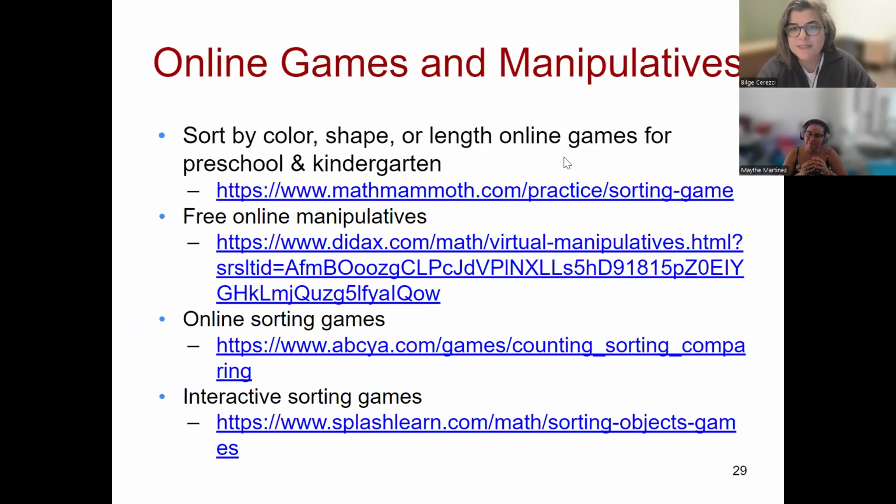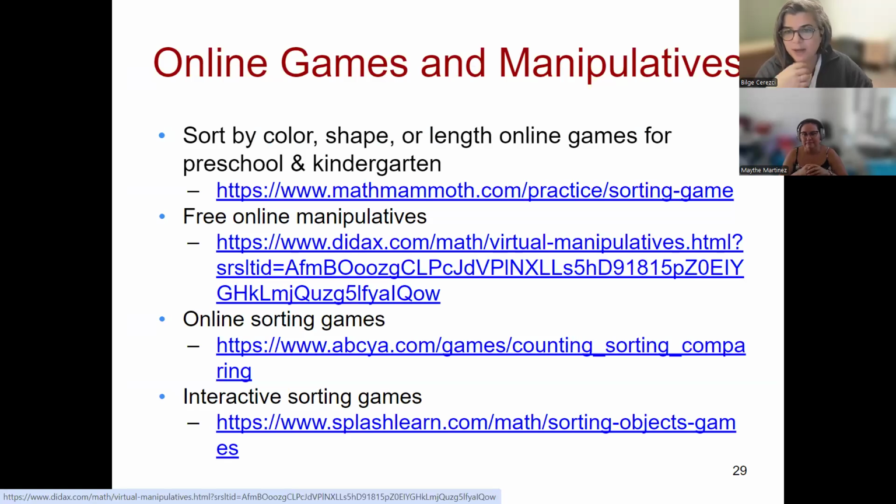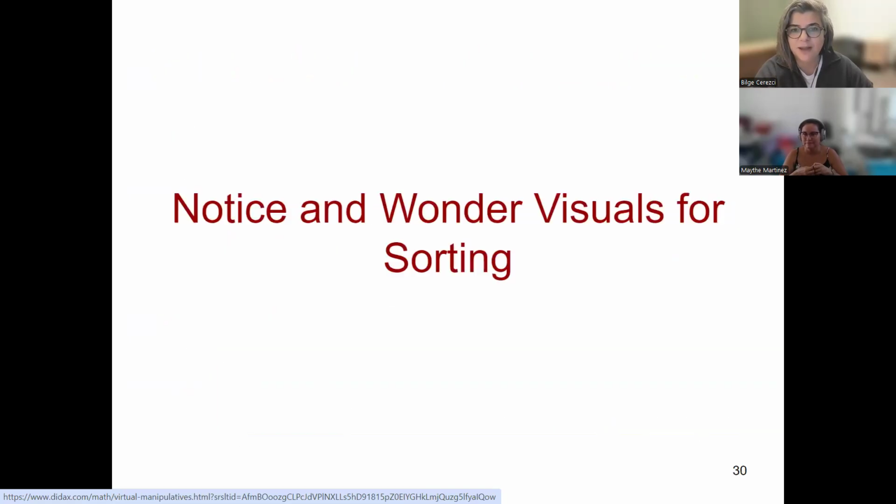And these are some websites that have online games and manipulatives related to sorting. You can go check them out, and you can utilize them in your classroom if you ever do online teaching and things like that. These are fun websites developed for educators. So in your own time, go ahead and check them and see how you can utilize them if you find anything meaningful on your end.